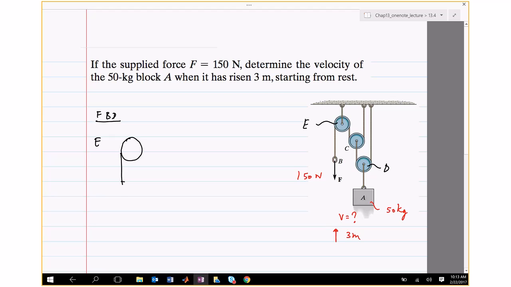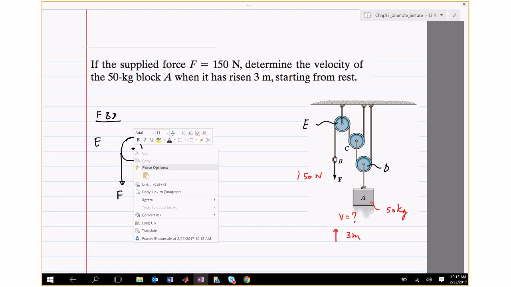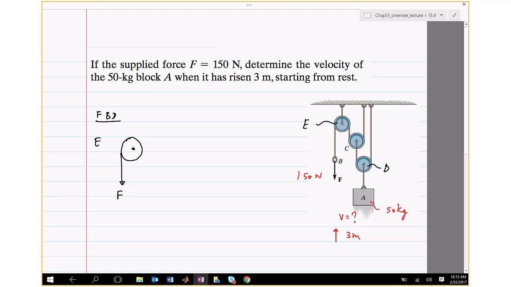So given that there's a force F acting downwards, at this point here, there is a string. And one thing to note is the string can only transmit forces along its length, right? It cannot transmit forces perpendicular in any other direction.